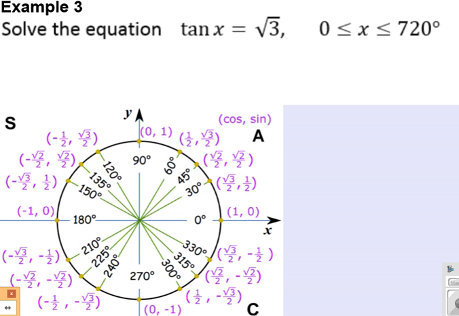Let's do another one. We've actually seen the answer to this on the previous video. Tan x is root 3. Well, we know that the value of tan gives the gradient of the segment. And here was one example where the gradient of the segment is root 3. And here is another one, 240.